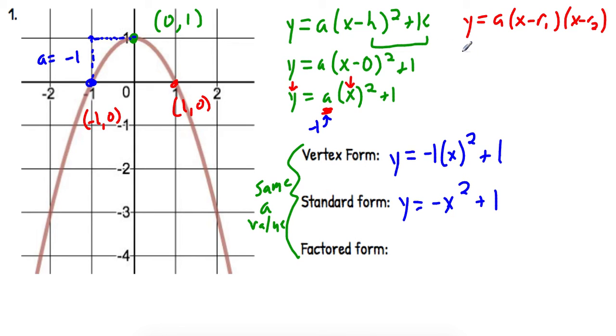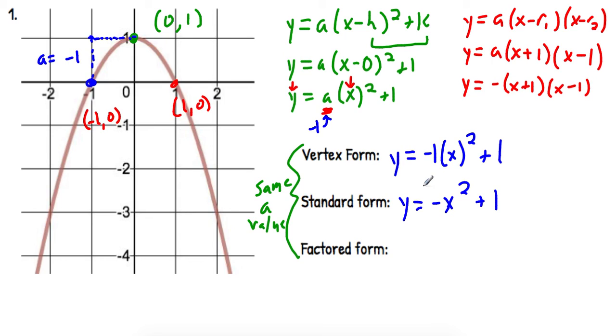So that means I'm going to have a factored form equation of y equals some a times (x minus -1), or I could just make this an (x plus 1). And then (x minus whatever my next root is), +1, so that would be an (x minus 1). And actually, it turns out that I do know what my a value is still, so this is going to be negative (x plus 1) times (x minus 1). And that's my factored form equation. Let me write that down here.